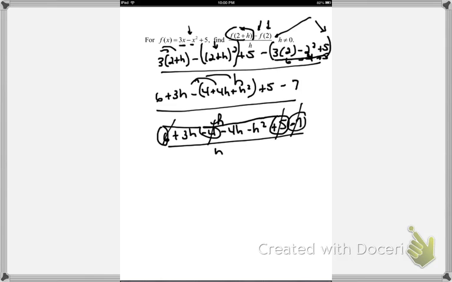We have a 3h plus minus a 4h. This will give us negative h, and we have the minus h squared. We can now factor out an h and be left with negative 1 minus h all over h. Now you can take out the common factor, and you're left with negative 1 minus h.